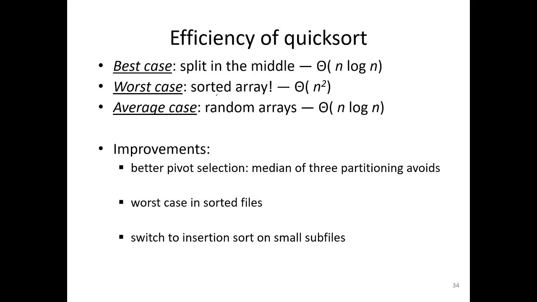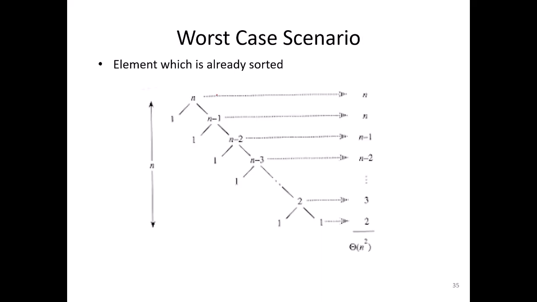We can make some improvement in the quicksort algorithm by selecting a better pivot, that is, finding the median of 3 partitioning elements. The worst case happens with sorted files. If you have small lists, don't prefer quicksort, use insertion sort. This is the worst case scenario.